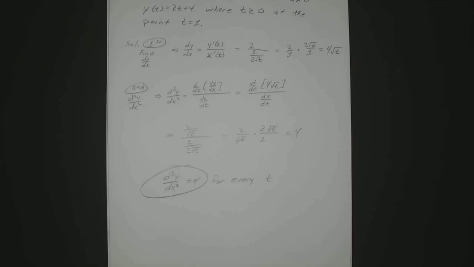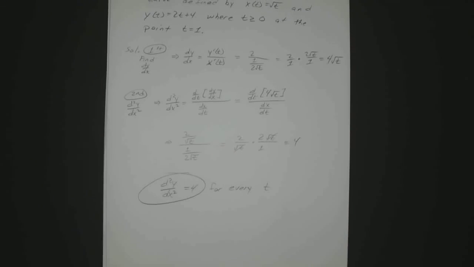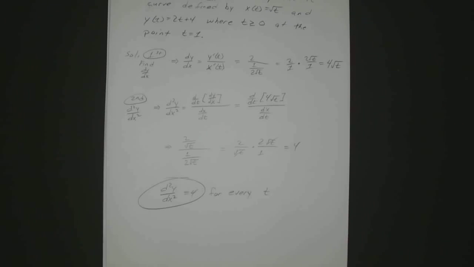Any questions on that one? Professor, in the question, what does t is greater than or equal to 0 at the point t equals 1 mean, like graphically? That's just telling us that since it's a square root, it's going to be a real number. That's the only reason I added that one. And t equals 1, they just want to know the acceleration at 1.